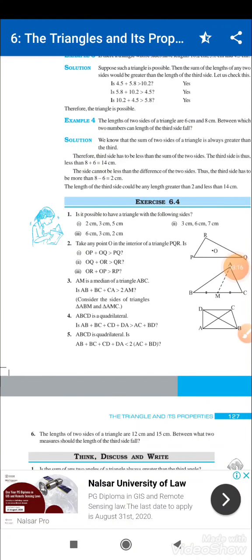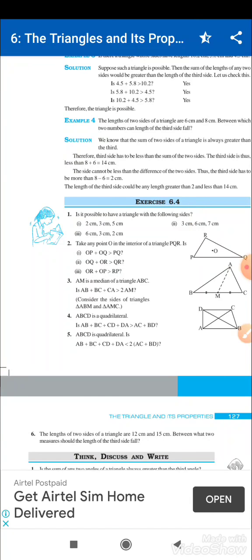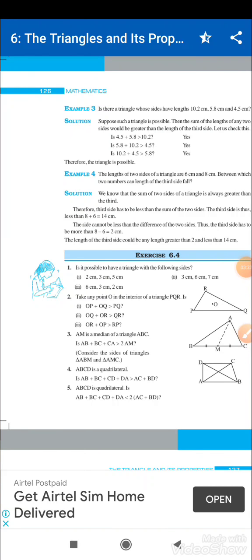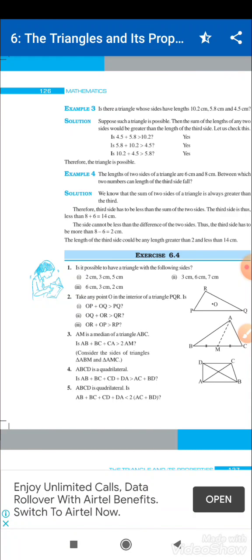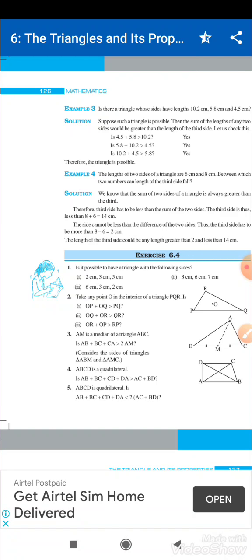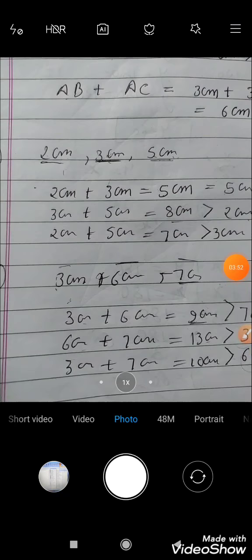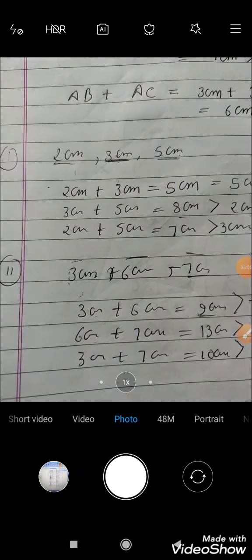Now we are going to start exercise 6.4, and the first question is: is it possible to have a triangle with the following sides? The first part is 2 cm, 3 cm and 5 cm. For solving this question, first we sum two of the sides of the triangle, and if this sum is greater than the third side, then this triangle is possible, otherwise it is not possible. So start with the first question. Our first question is 2 cm, 3 cm and 5 cm.